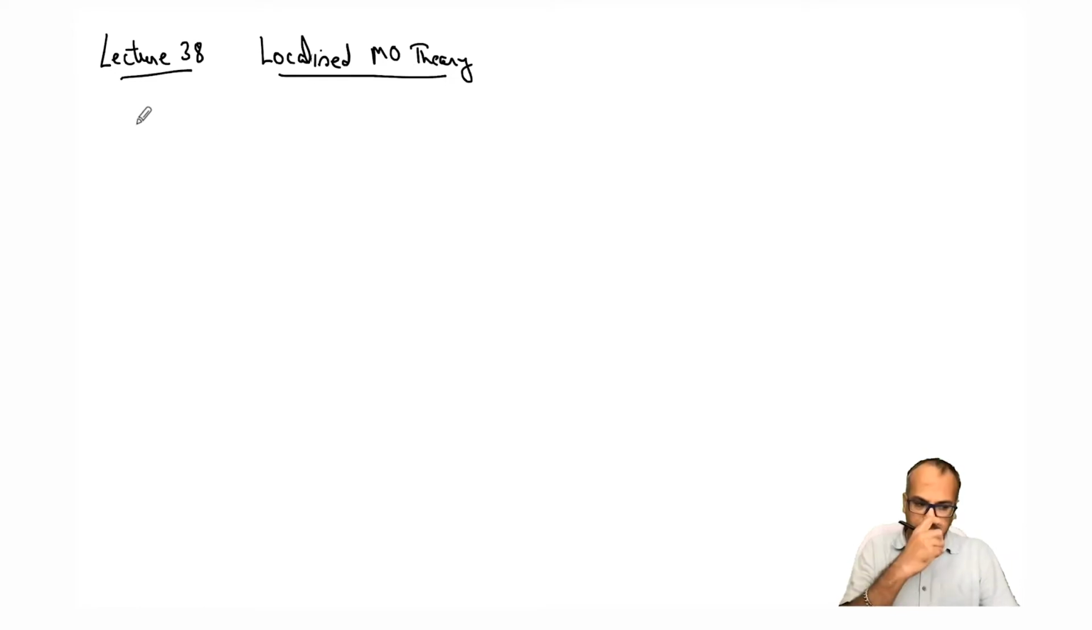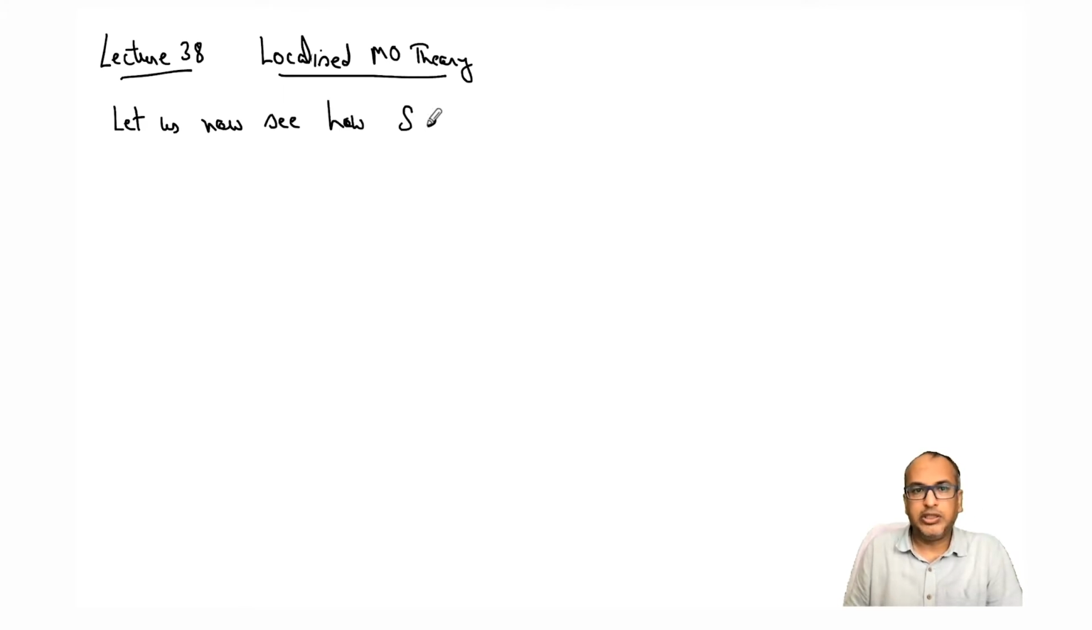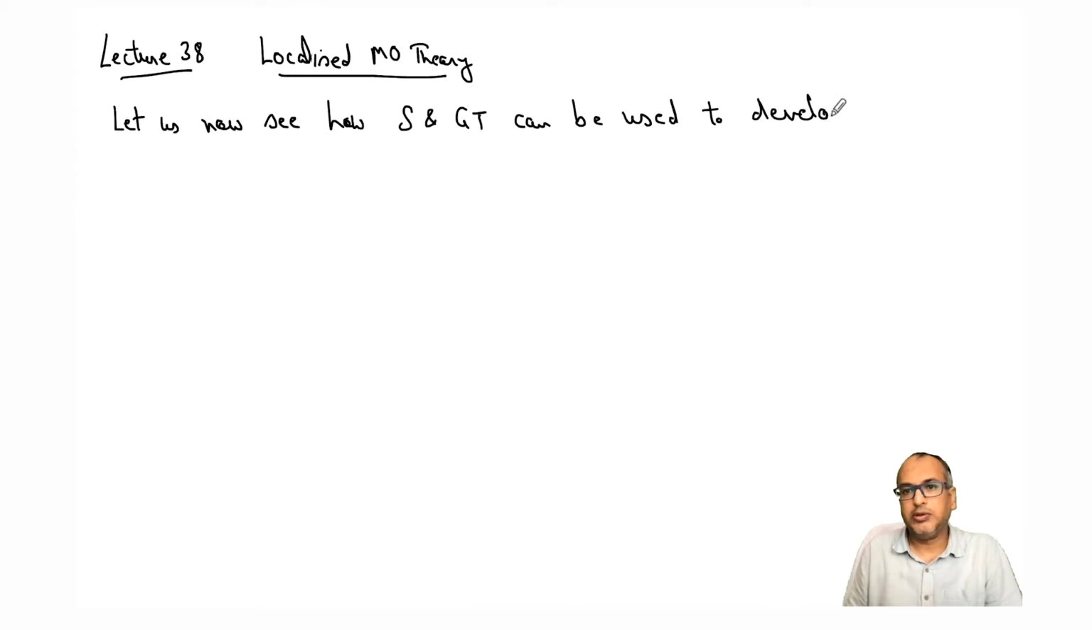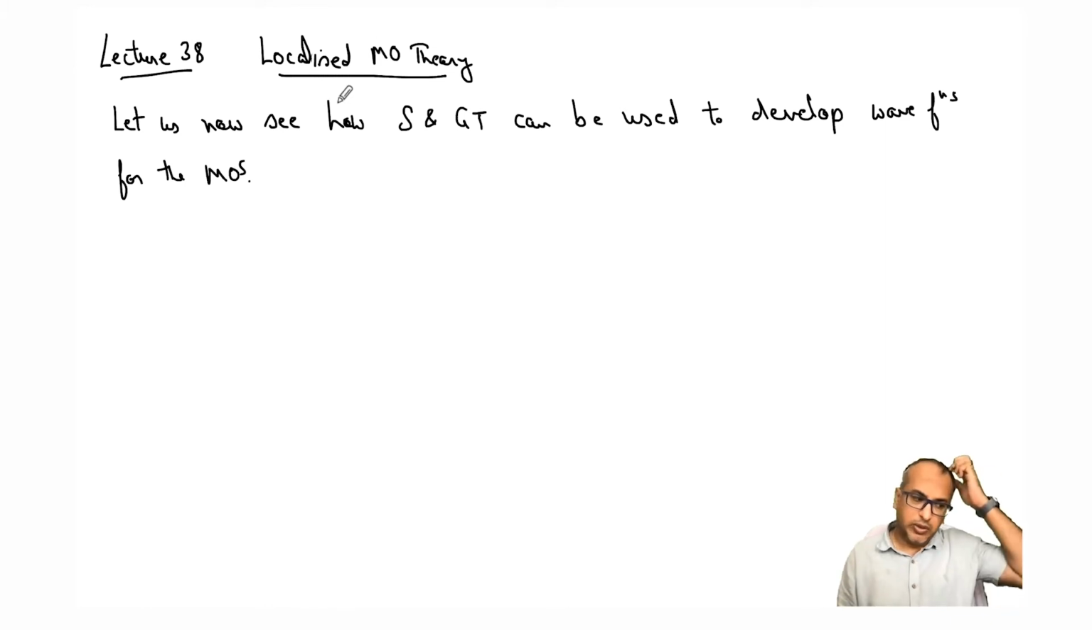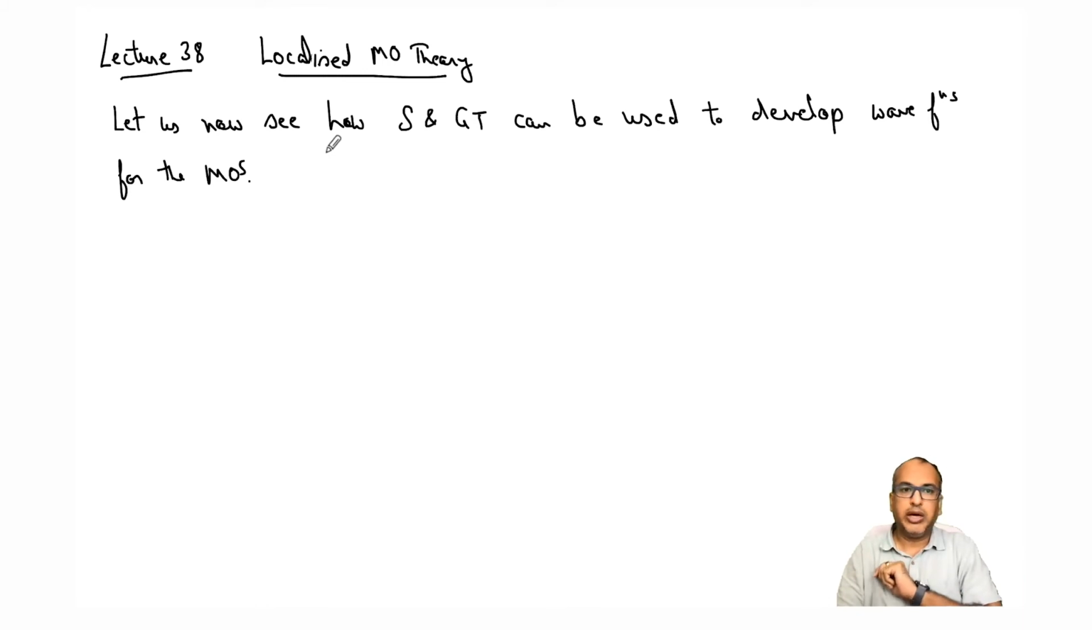All right. So we have also seen the linear combination of atomic orbitals approach when we were discussing the MO theory basics. So now let us see how symmetry and group theory can be used to develop wave functions for the molecular orbitals. So we will first look at the localized one between two atoms of a diatomic molecule.